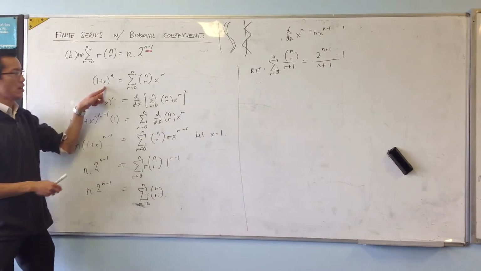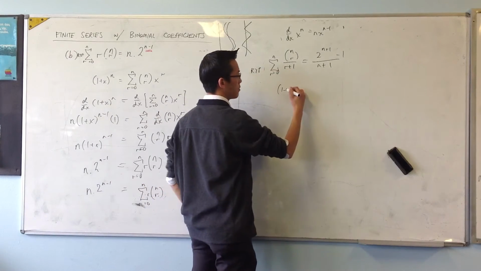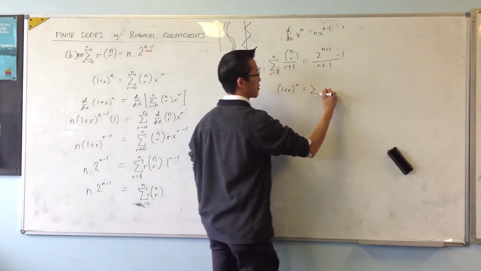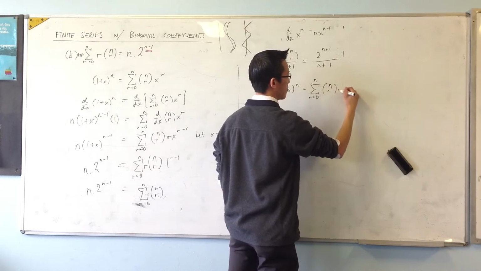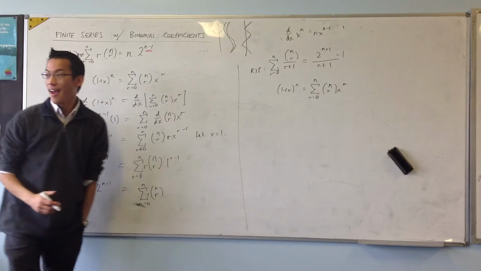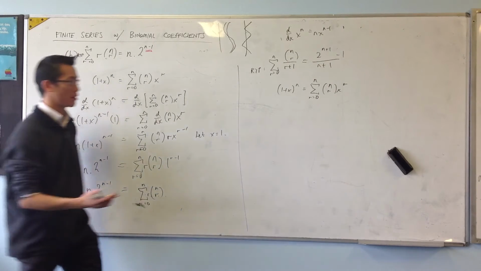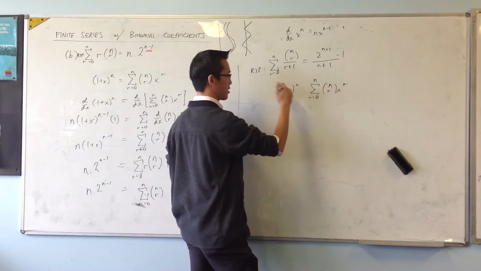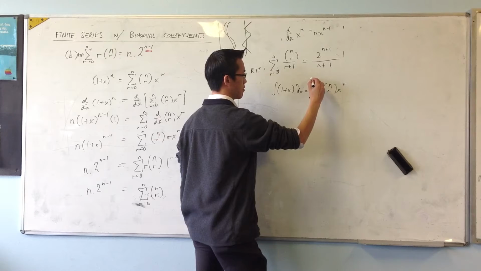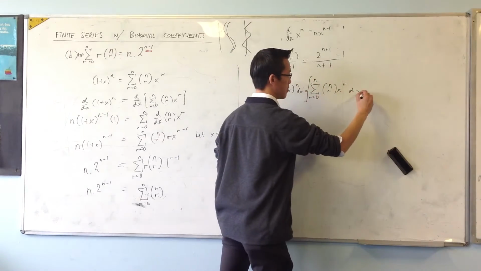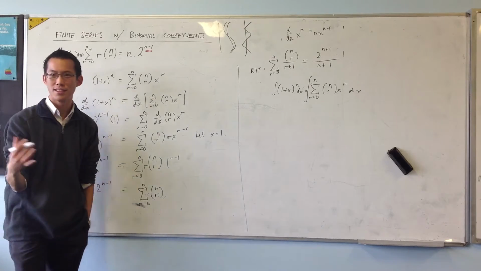So, just like before, let's start with this identity, okay? 1 plus x to the n. Okay? And let's integrate both sides with respect to x. Okay? So I'm going to be a bit lazy. I'm just going to slap it in this first line. Okay, so, by the way, don't forget your dx's, okay? You have to integrate with respect to something.